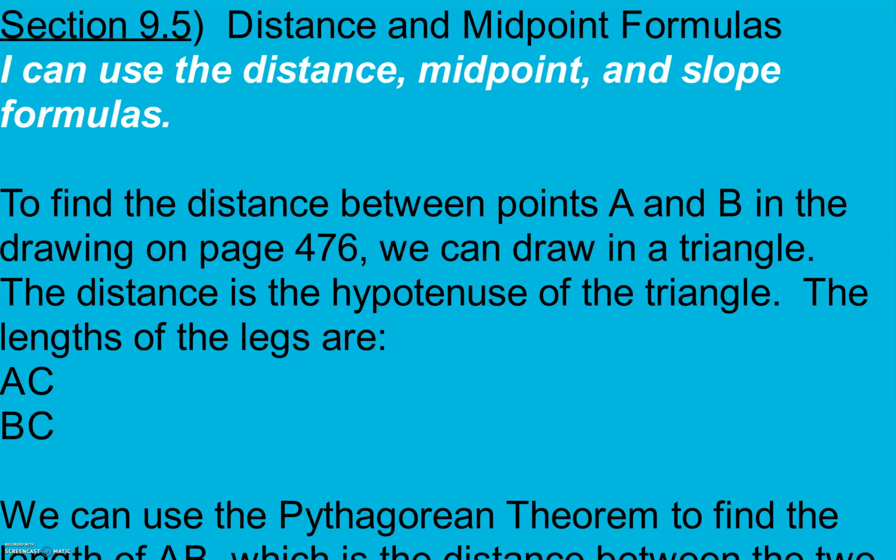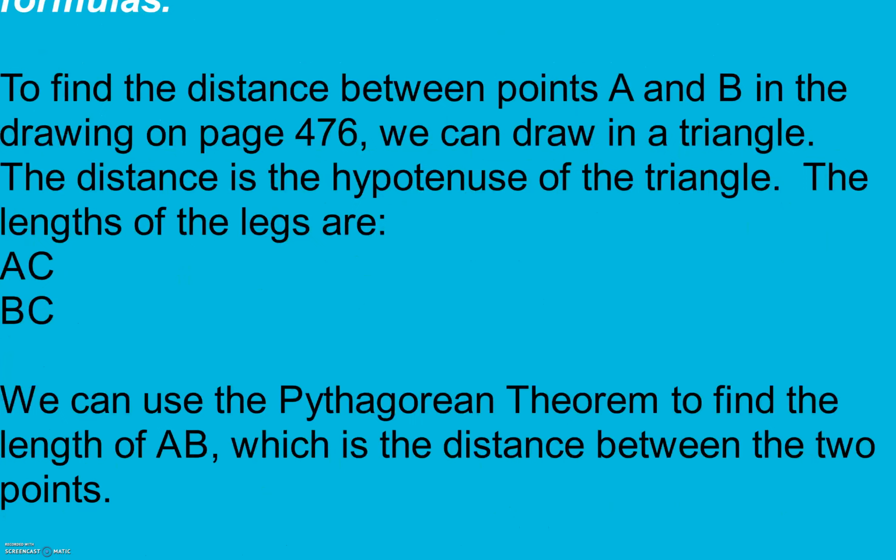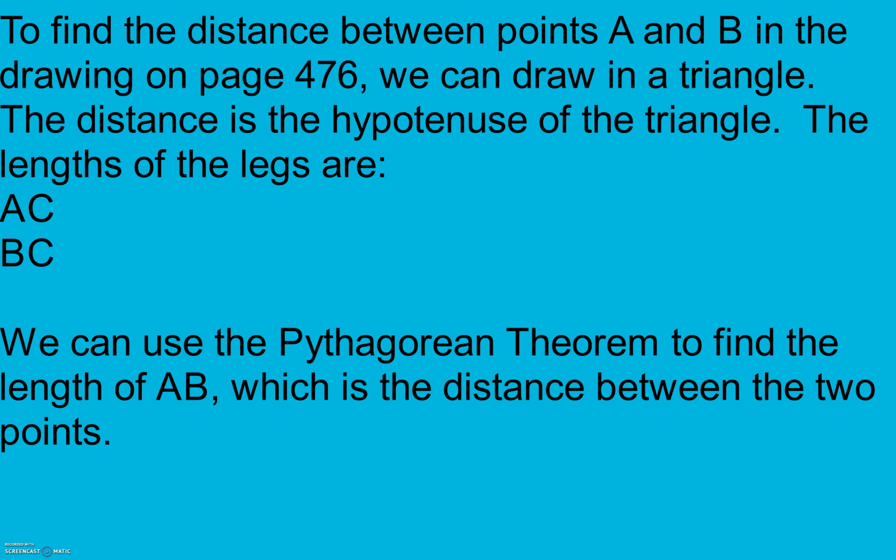So if we look there on page 476, we can see our 2 points. They're not in line vertically or horizontally, so we need to draw in that triangle. And when we do, it's a right triangle. So we can use the Pythagorean theorem to find the length of AB. And it's the distance between the 2 points.